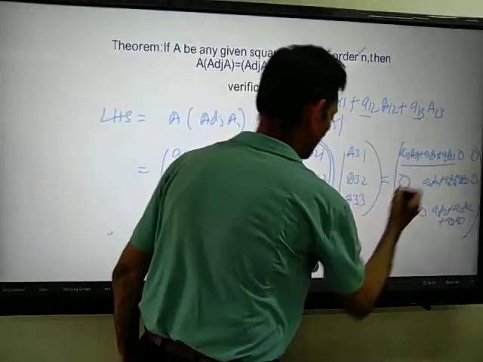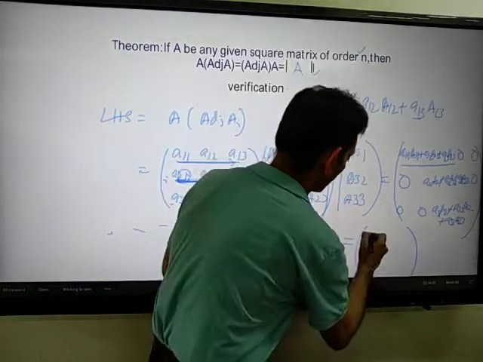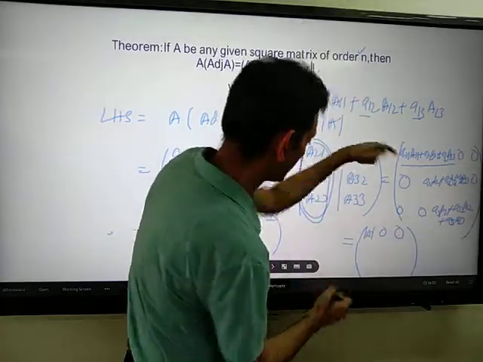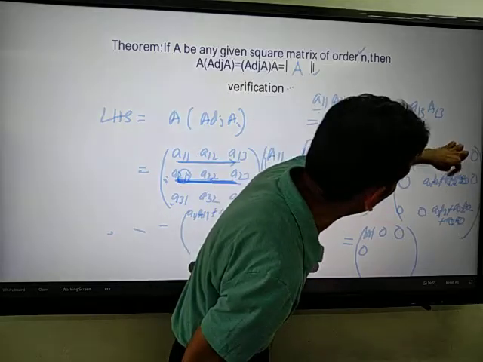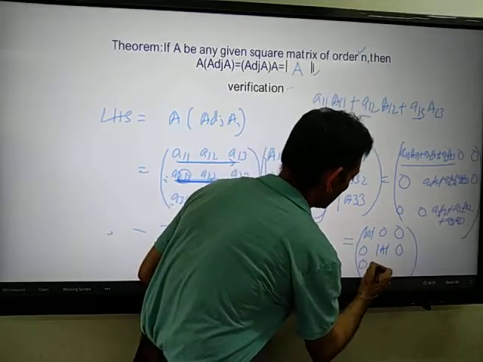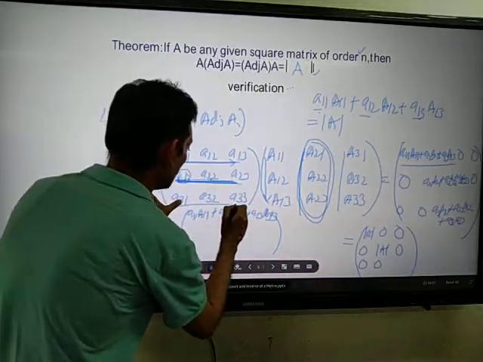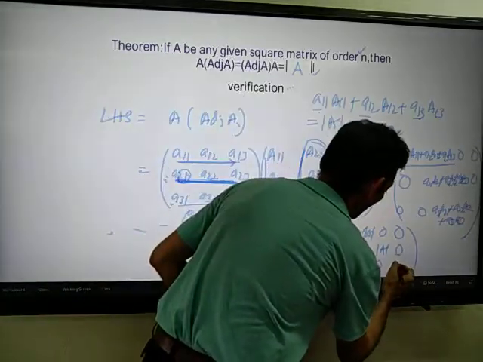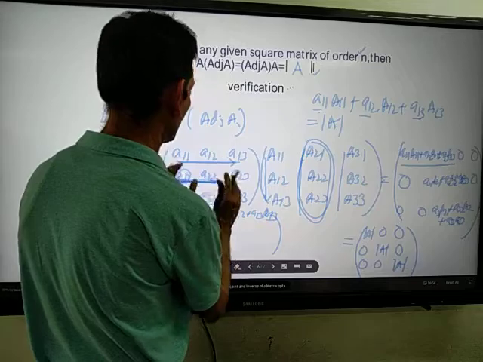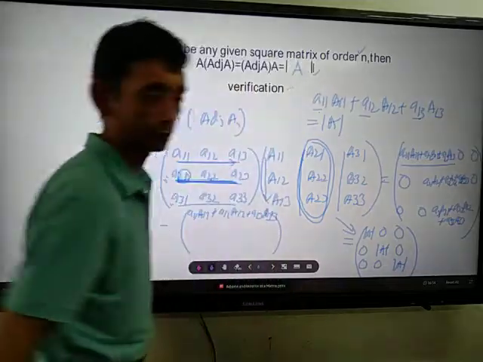So what will be the next step after this? You are going to get this one. I can show you that this is nothing but the determinant A, and this will be 0, and this is also equal to 0, and this is 0. And what is this? This is the second row elements with their respective cofactors: determinant A, 0, 0. And the third row with the third row cofactors is obviously determinant A. So finally, after multiplication of the original matrix with the adjoint matrix, you are getting this.